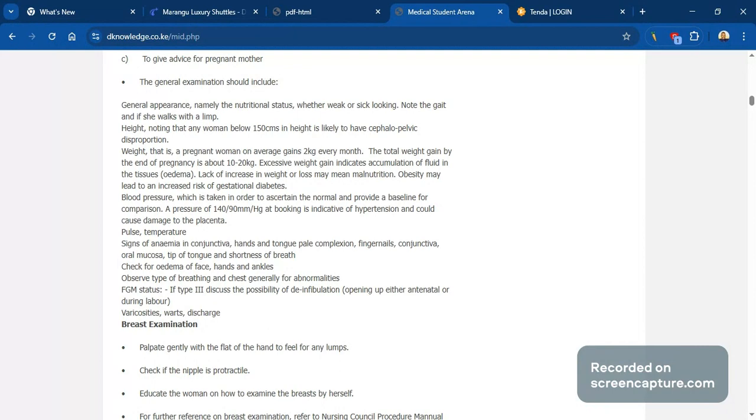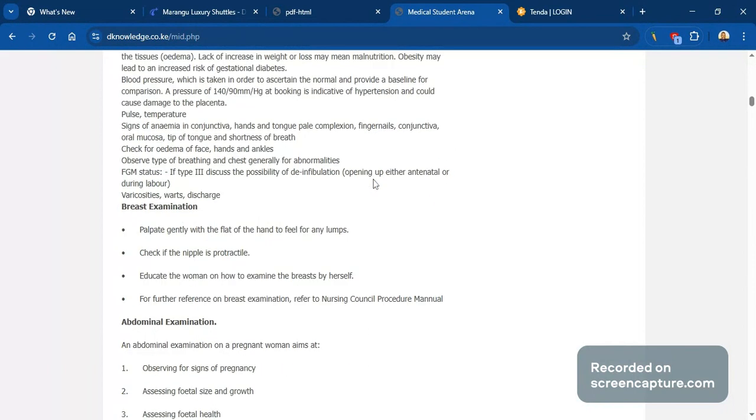Check for edema of the face, hands and ankles. Observe the type of breathing and the chest, generally for any abnormality. FGM step: if it is type 3, discuss the possibility of defibulation, opening up either antenatally or during labor. Check for varicosity, warts, discharge, and do a breast examination.